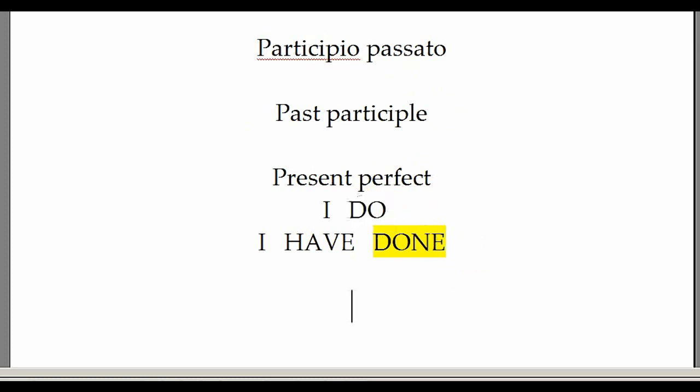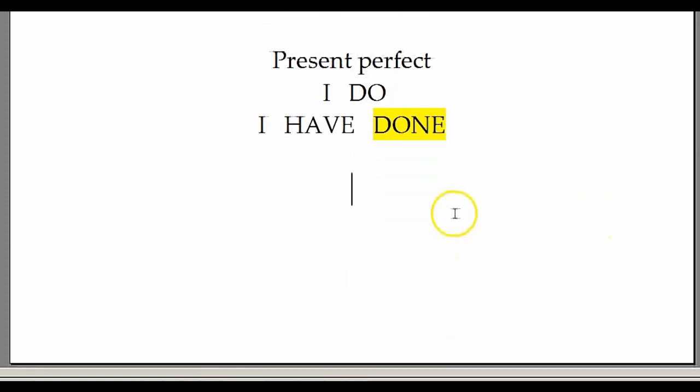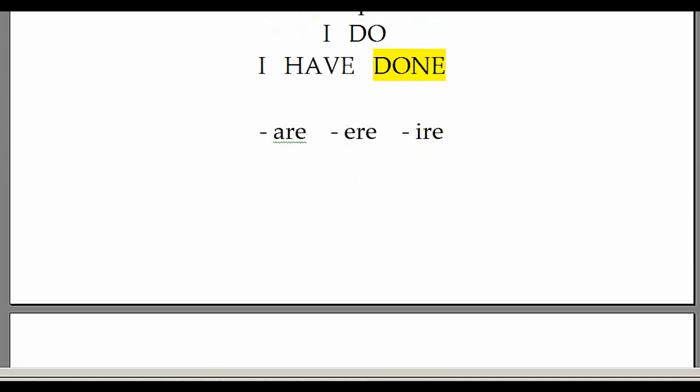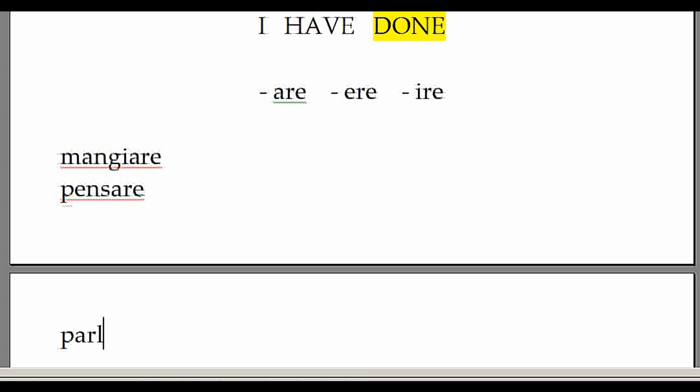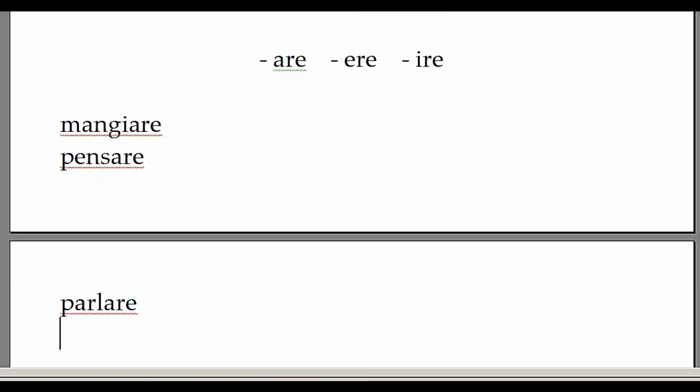And now that we have the basics, let's go to Italiano and let's start with the three conjugations, listing the three Italian conjugations, and we will see the regular forms of the past participle, how you form the past participle for each one of the conjugations. Let's start with verbs that we are familiar with. Mangiare, which means to eat. Pensare, to think. Parlare, to speak.